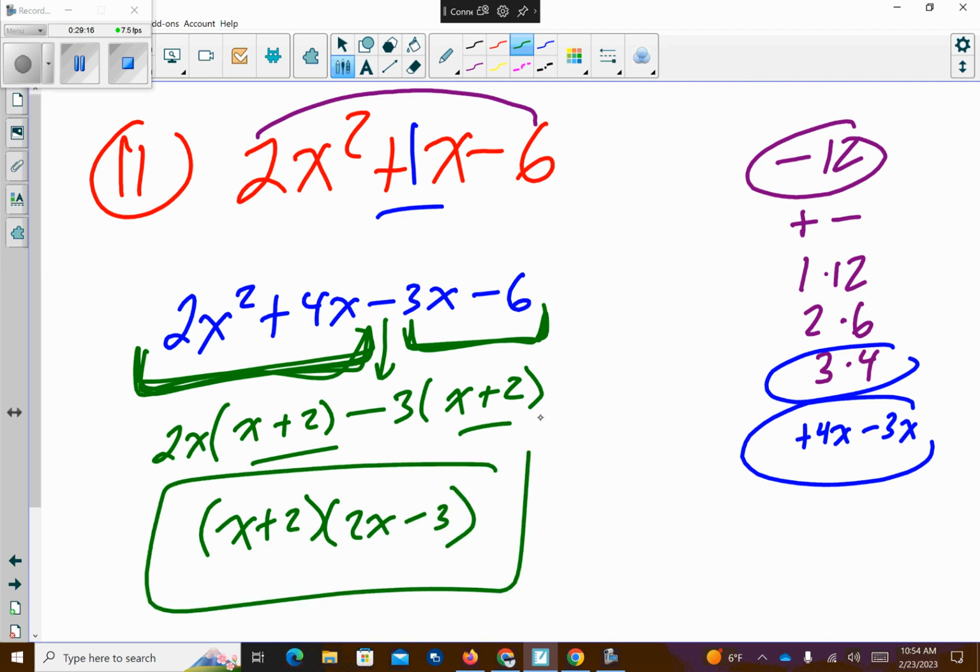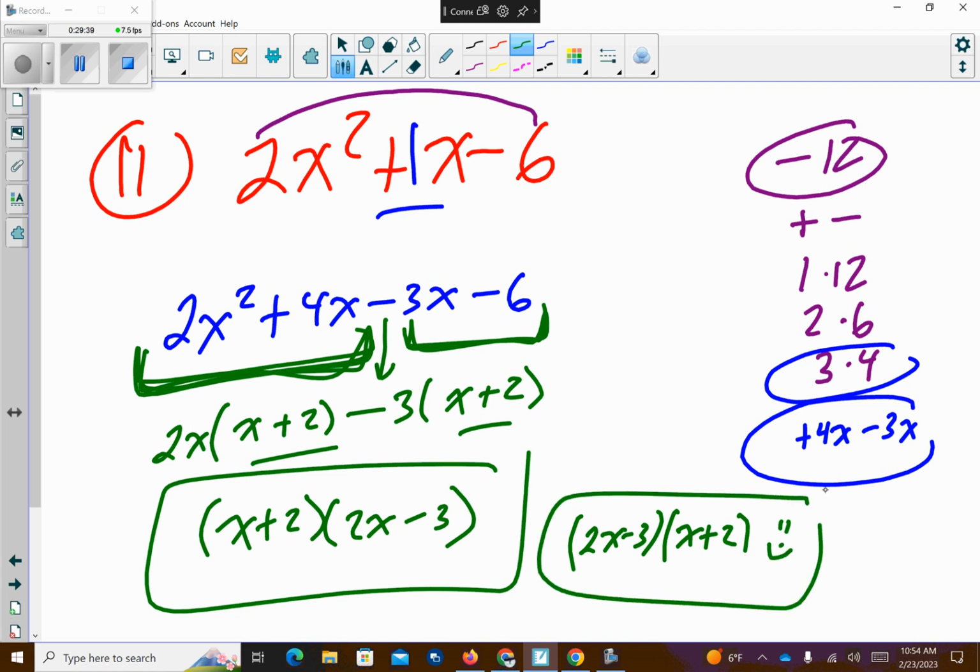Okay. Hey, could my answer be 2x minus 3 and x plus 2 as well? Could this answer also be the same? As long as your negatives are in the correct place, your positives are correct. So this is also being recorded, so this might be reinforcing you as well if you're trying to work on studying for the test.